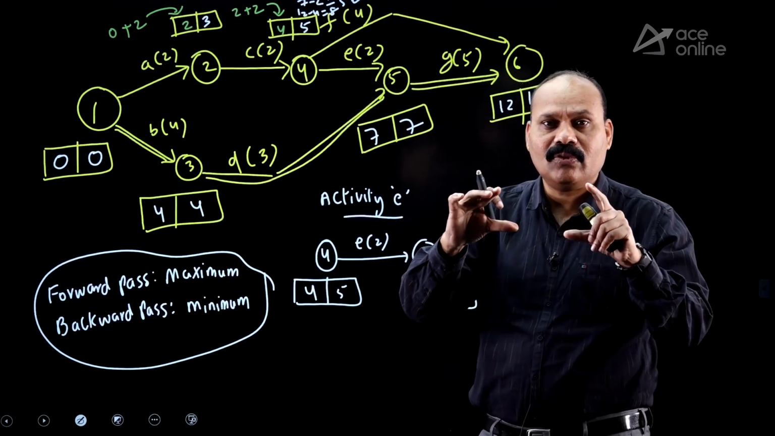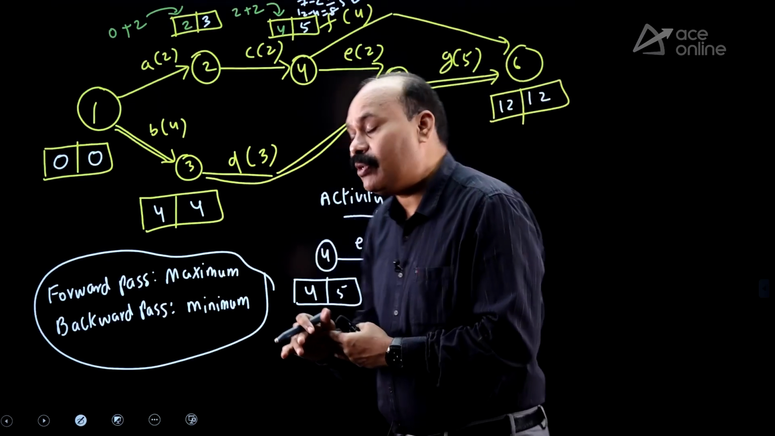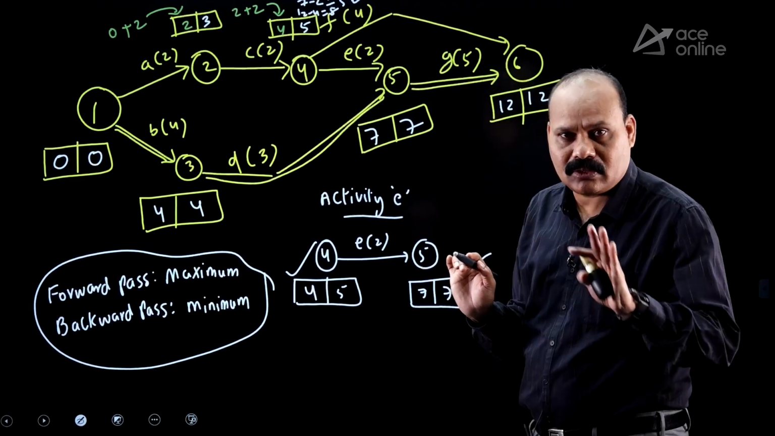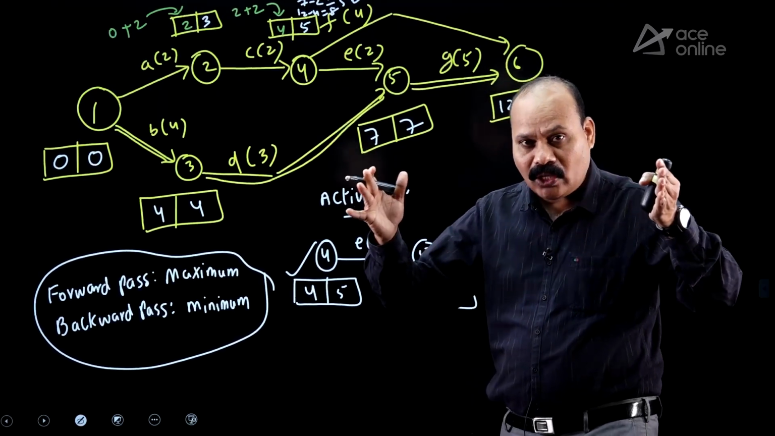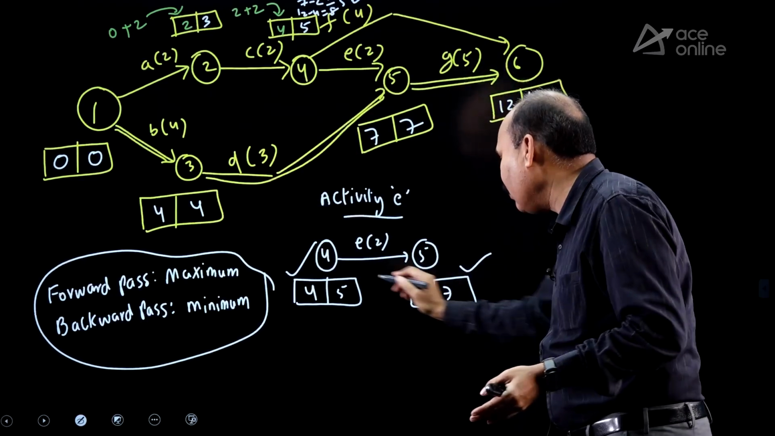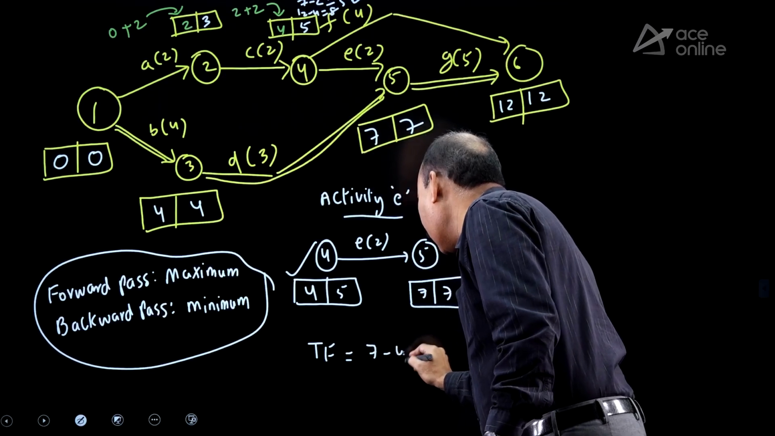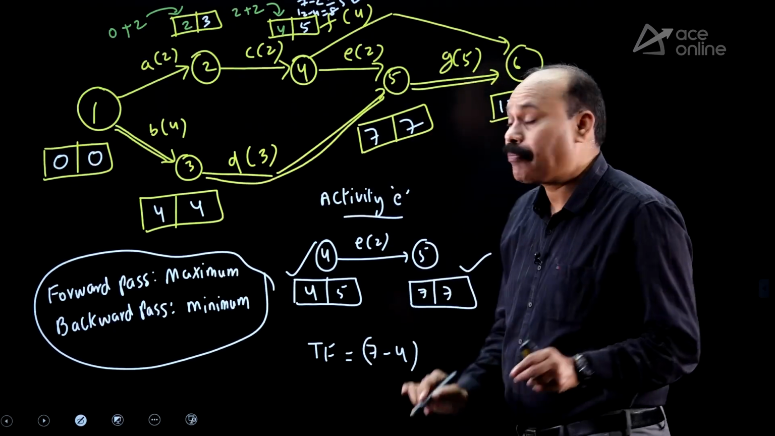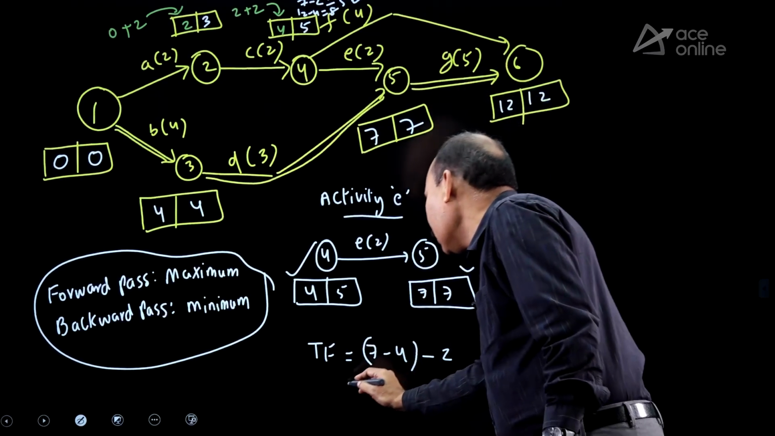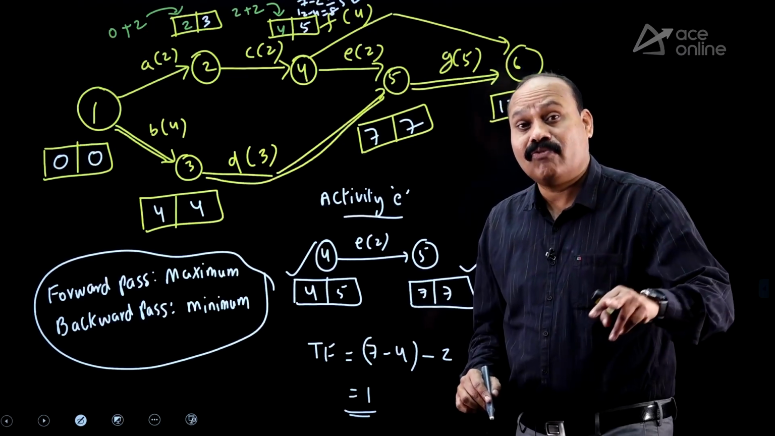Total float is equal to available time minus required time. What is available time? Maximum available time, the extreme values. So, thumb rule I am telling, total float, two extreme values, 7 and 4. So, total float is equal to 7 minus 4, that is maximum available time, minus required time, is equal to 2. So, 1.